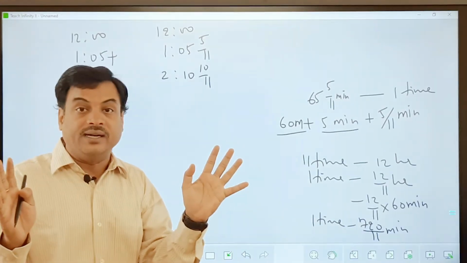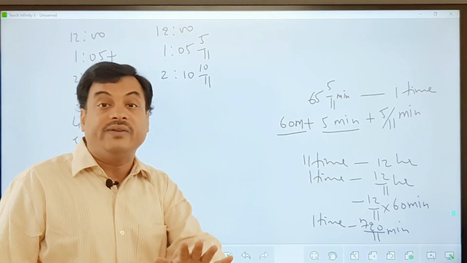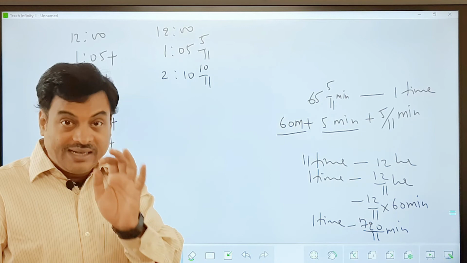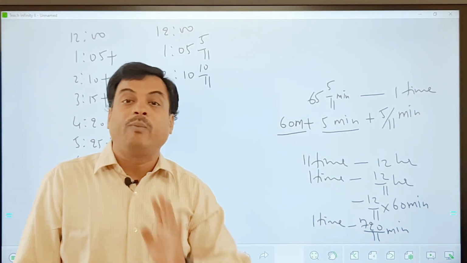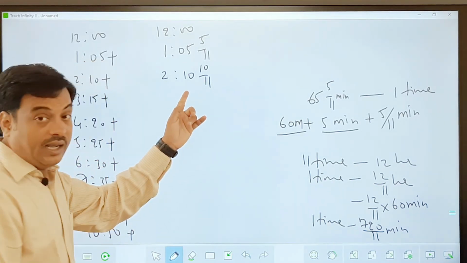Not exactly at 2:10, it's 2:10 and 10 by 11th fraction part of a minute. At that time, the two hands will strike each other, or they'll overlap on each other. Okay, this is what happens.